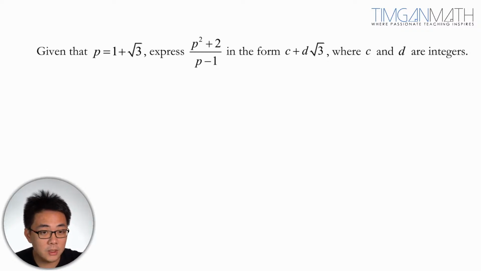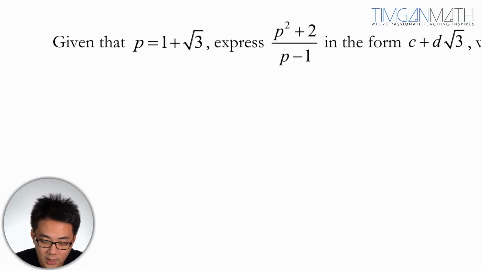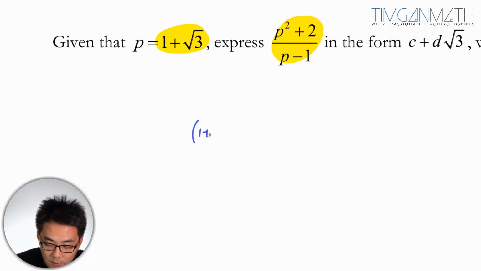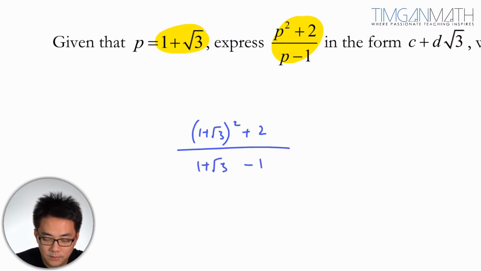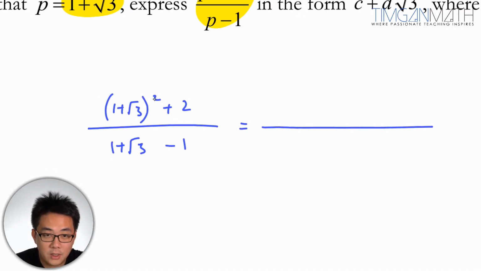Given that p is equal to 1 plus root 3, express p squared plus 2 over p minus 1 in the form c plus d root 3. Okay, great. The first thing you could do is just replace p into the expression here. So this would be (1 plus root 3) squared plus 2, over 1 plus root 3 minus 1. Once this is done, what we could do is expand this.